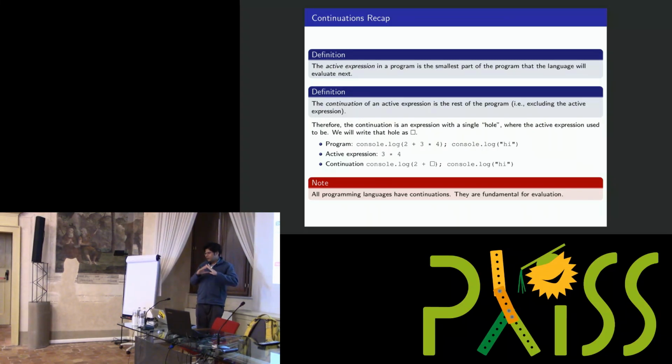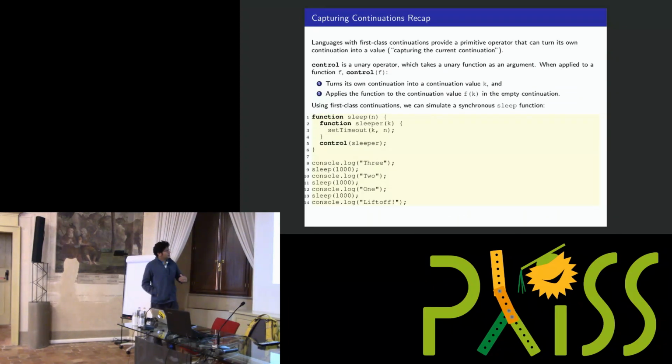The important thing to note is that this is fundamental to computation. All programming languages have continuations. Not all programming languages have first-class continuations. In programming languages with first-class continuations, there's some sort of primitive operator that can turn the continuation into a value. This is called capturing your current continuation. The operator that I introduced is called control. It's a unary operator. It takes a unary function f as an argument, turns its own continuation into a value, passes that as the argument to the function f, and runs that function in the empty continuation.